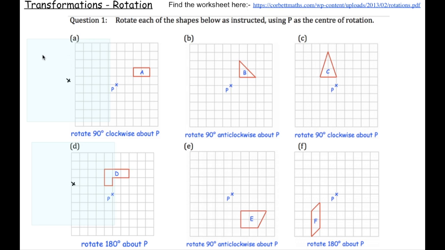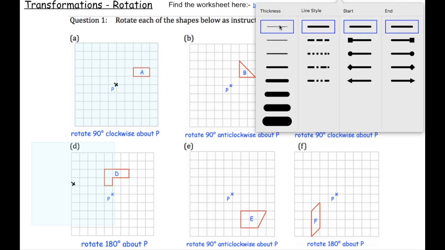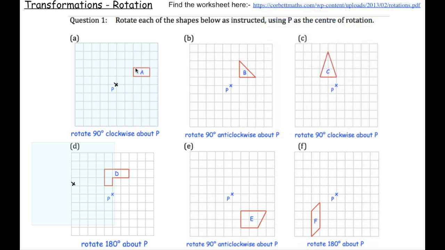So the first thing you'll do is get your tracing paper. Notice I've got an X here, so I'm going to put the cross over the cross at P. So there we go, the cross goes over the cross at P. Once you've done that, you've got to draw shape A in. I'm going to copy over shape A. Okay, there we go, I've copied shape A.